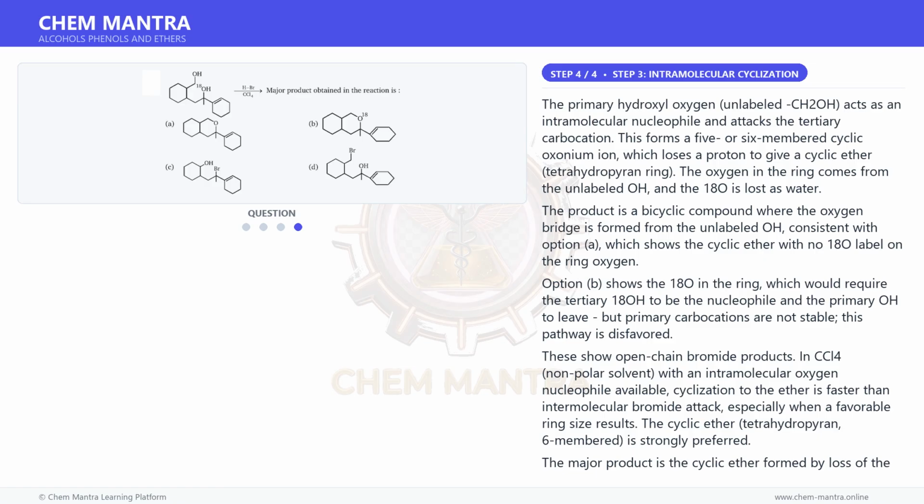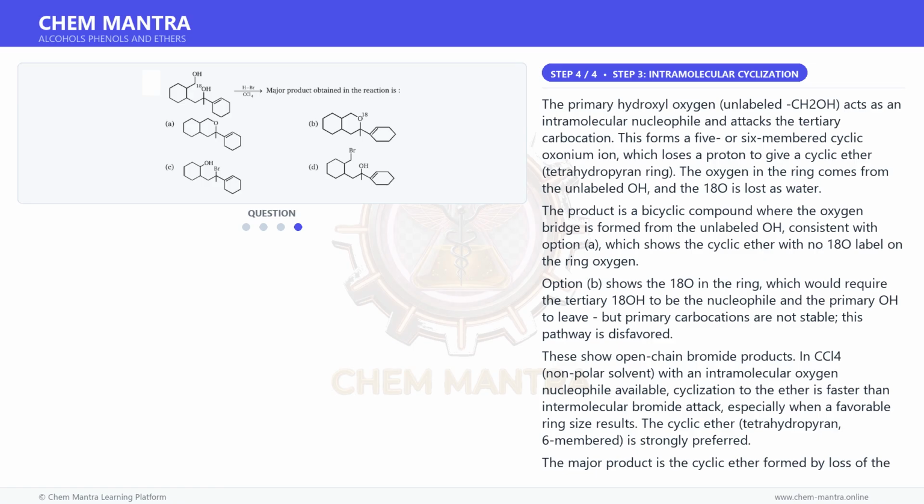In CCl4, a nonpolar solvent, with an intramolecular oxygen nucleophile available, cyclization to the ether is faster than intermolecular bromide attack, especially when a favorable ring size results. The cyclic ether, tetrahydropyran, 6-membered, is strongly preferred.